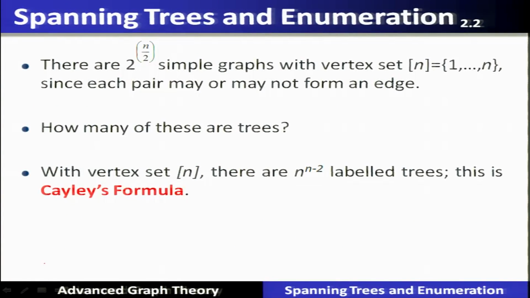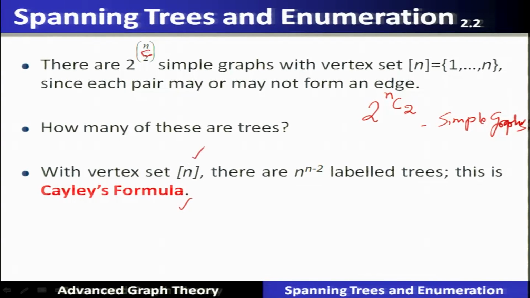Spanning trees and enumeration. There are 2 raised to the power nC2 simple graphs with vertex set labeled from 1 to n, since each pair may or may not form an edge. Therefore, the total number of simple graphs which will be formed is 2 raised to the power nC2. Now, out of these simple graphs, how many are trees? That is given by Cayley's formula.